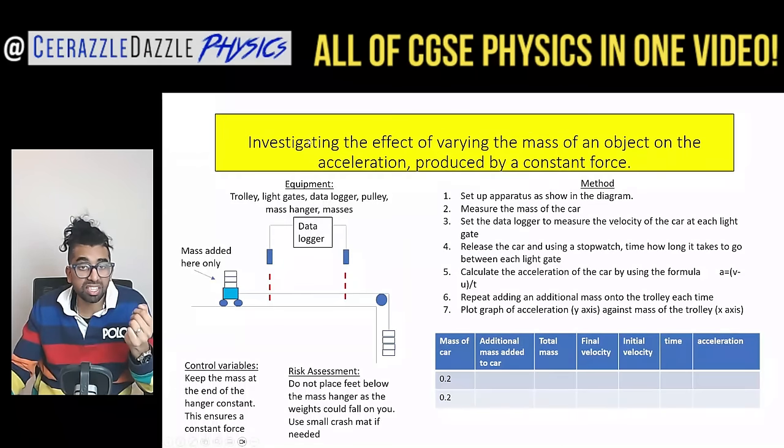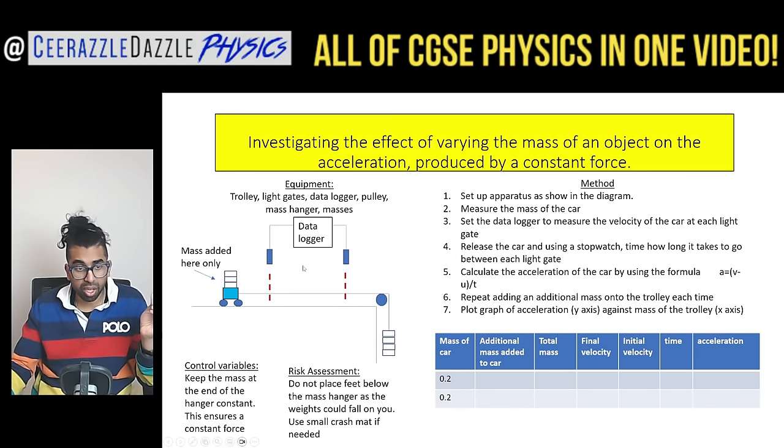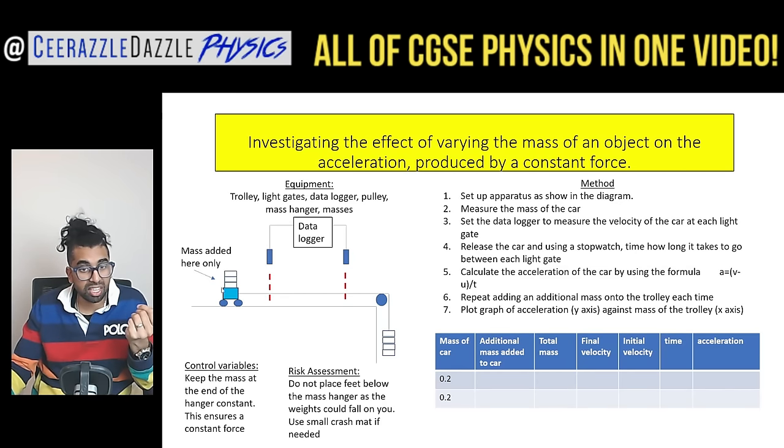Second experiment, investigating the effect of varying the mass of an object on the acceleration produced by a constant force. This one is slightly different. In the previous example, we were taking masses off and adding them to the end, therefore increasing the force. This time round, I'm going to keep the force the same, so I'm not going to change any masses at the end. What we're going to do is take additional masses and simply add them on top here. So masses are added here only. They're not taken from anywhere else.